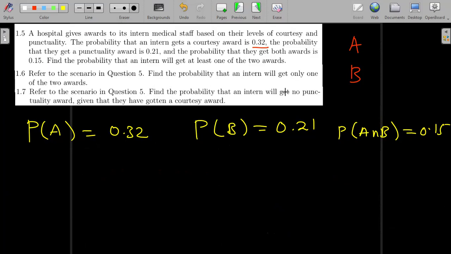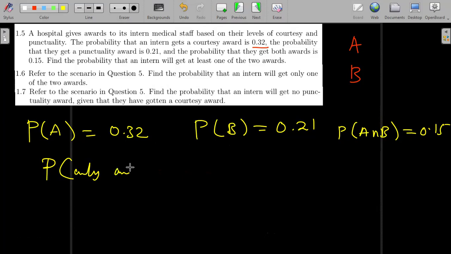So what does it mean getting only one of the two awards? It means that if he gets the award for A or for courtesy, he's not going to get the award for B. Or the other way, if he gets the award for punctuality, then he's not going to get the award for courtesy. That's what it means to find the probability that the intern will only get one of the two.